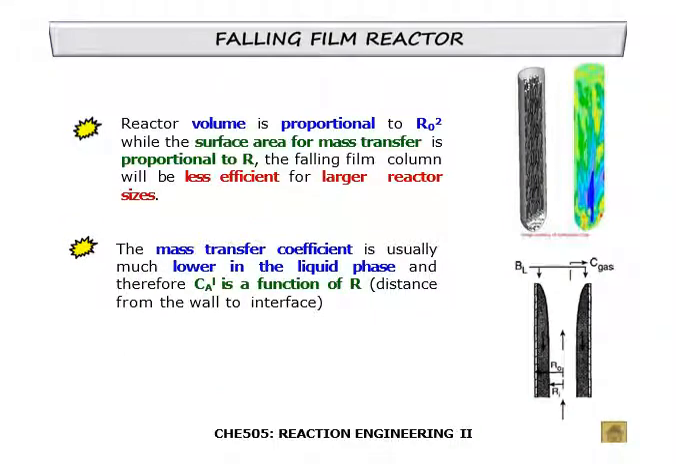So this is something to ponder for the falling film reactor. Reactor volume is proportional to R0 squared, while the surface area for mass transfer is proportional to R. The falling film column will be less efficient for larger reactor size. And then the mass transfer coefficient is usually much lower in liquid phase. Therefore, CA in liquid phase is a function of R, which is the distance from the wall to the interface.